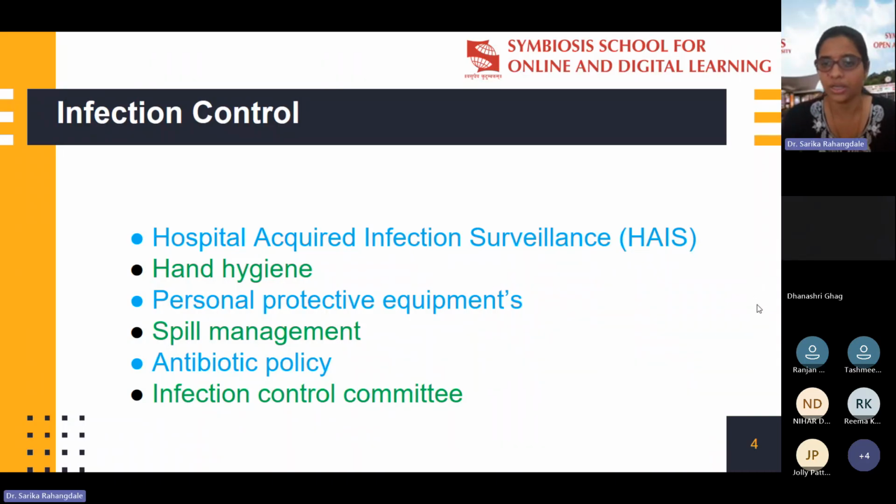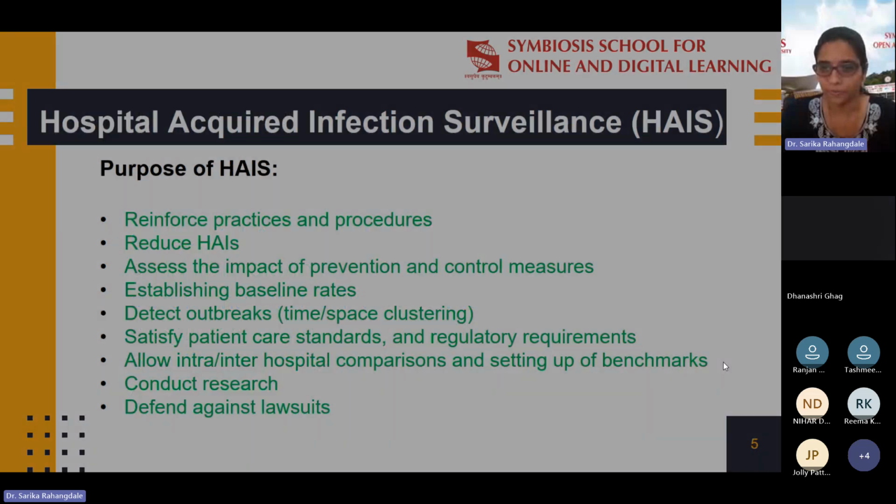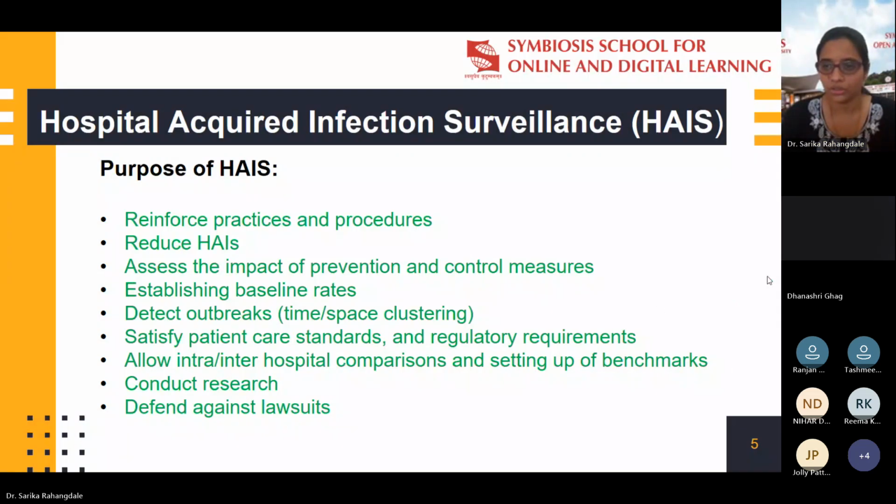As you are already aware, hospital acquired infection is also called a nosocomial infection, which can be defined as an infection acquired in a hospital by a patient who was admitted for a different reason. It is an infection that was not present or incubating at the time of admission but presents while the patient is in hospital or in another healthcare facility.